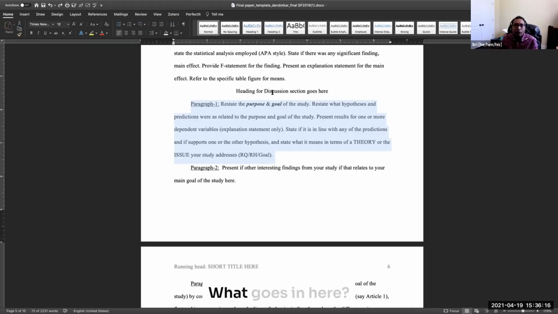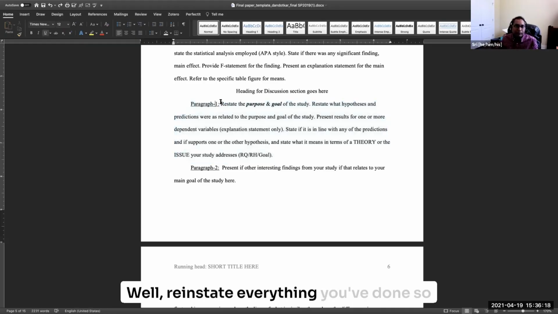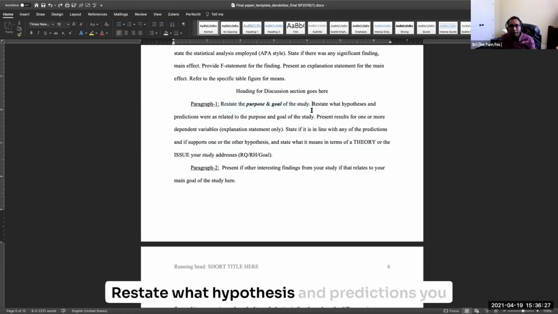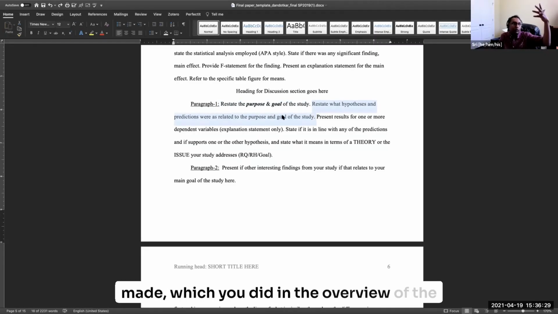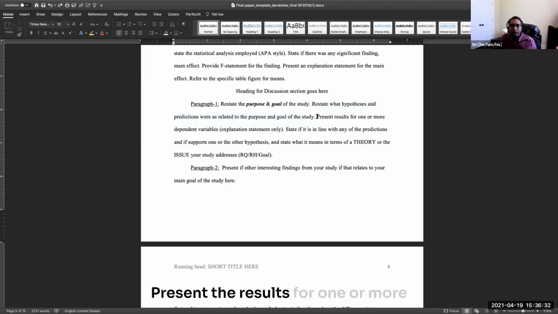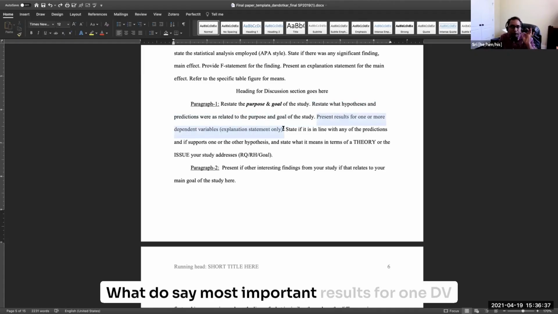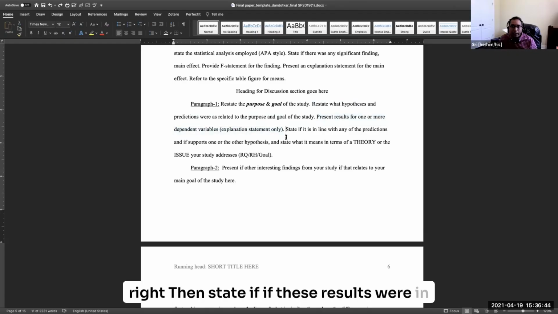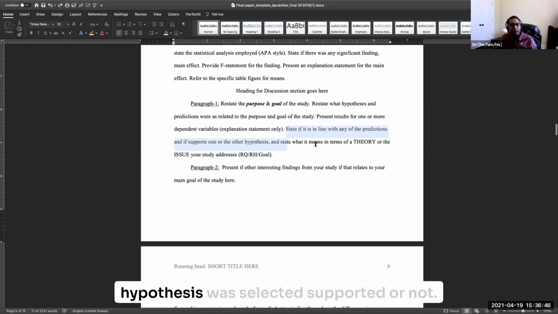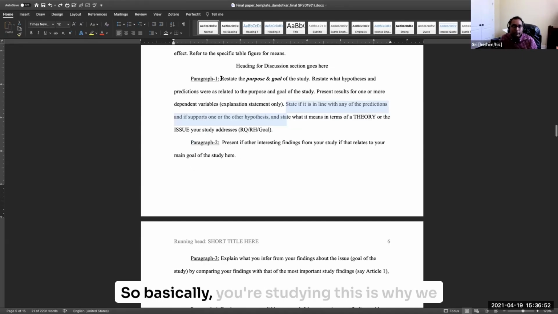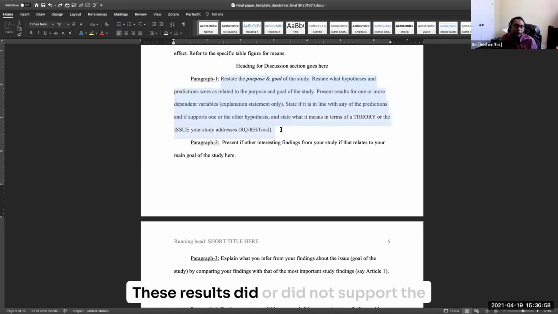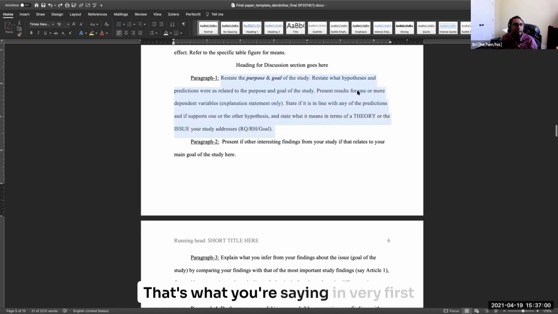So let's look at the discussion. What goes in here? Well, restate everything you've done so far. Restate the purpose and goal of the study, which is basically a research question, right? Restate what hypothesis and predictions you made, which you did in the overview of the current study, right? Present the most important results for one DV, right? Then state if these results were in line with your predictions and whether the hypothesis was supported or not. So basically, you're stating this is why we did this study. These are the results. These results did or did not support the hypothesis. That's what you're saying in the very first paragraph.